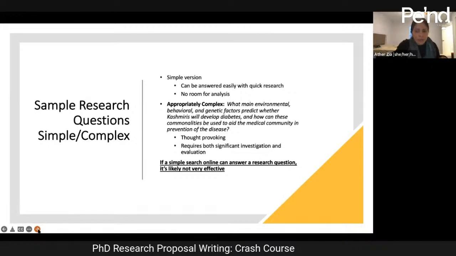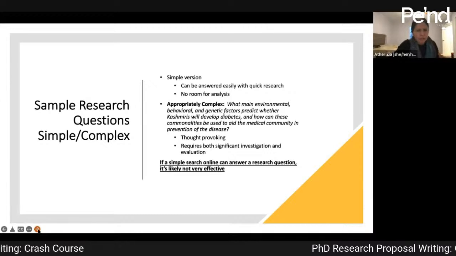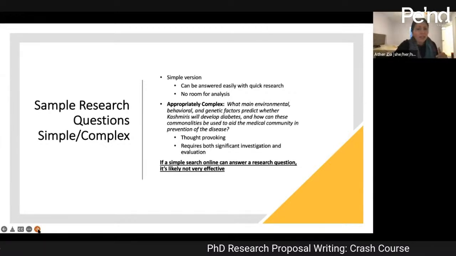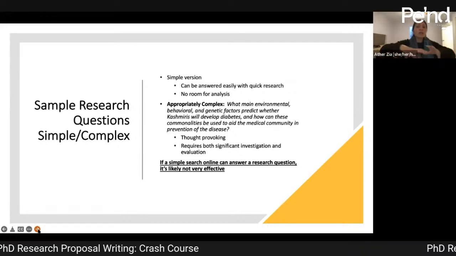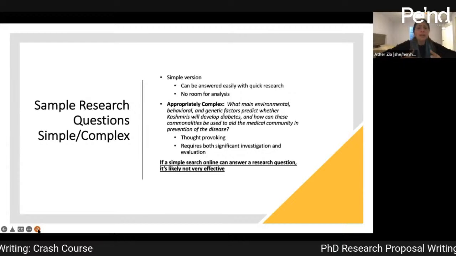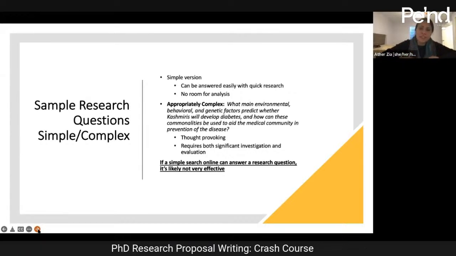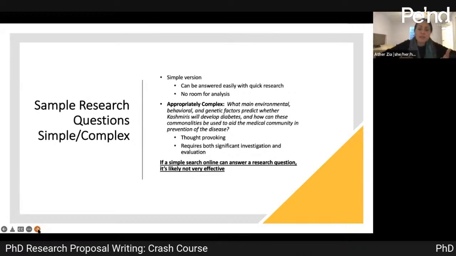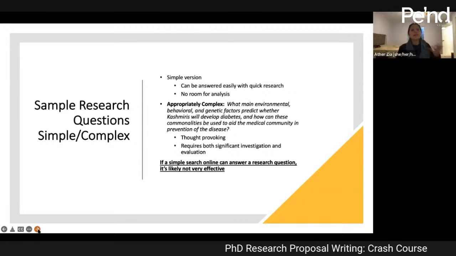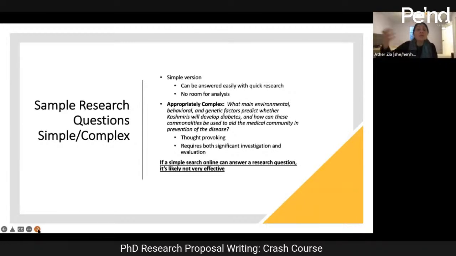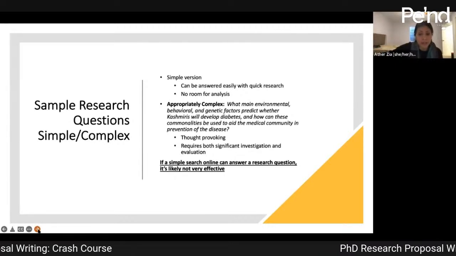So maybe we could change it to: what main environmental, behavioral, and genetic factors predict whether Kashmiris will develop diabetes, and how can these commonalities be used to aid the medical community in prevention of the disease? So now this is adequately and appropriately complex, where you're talking about all these factors, which means that you have to go out and dirty your feet in the field and get more information about this. And then you're going to produce thought-provoking research, which requires investigation and significant evaluation from your side. And it's also going to add to the knowledge that is present in this area and in this topic.